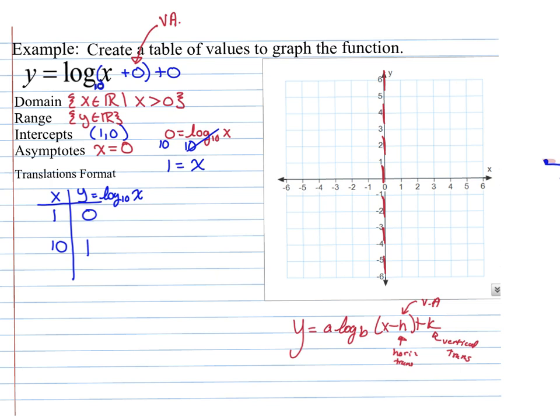Once I graph that, so I'm going to have 1 and 0. So this is (1, 0). And then I'm going to have 10. So I'm going to extend it 6, 7, 8, 9, 10. 10 and 1 would be right there. So I'm going to have a graph that kind of looks like this and goes across that point.